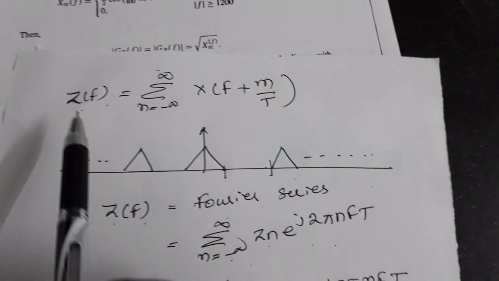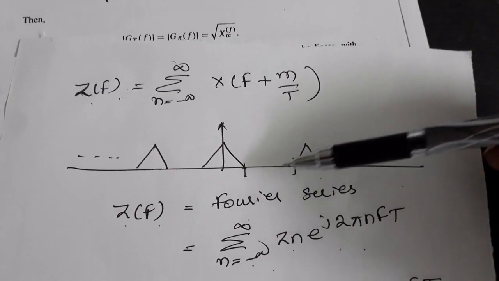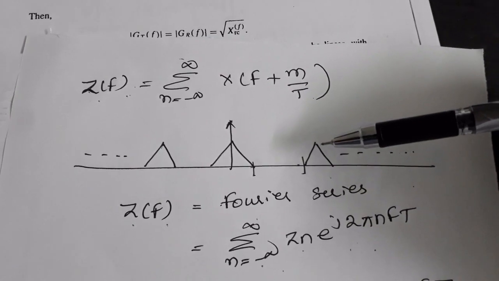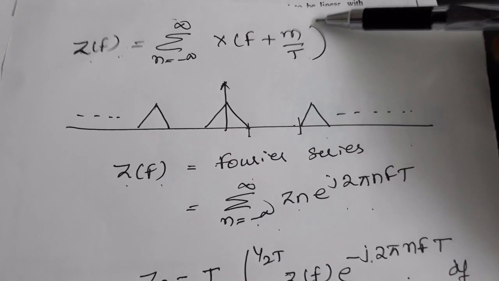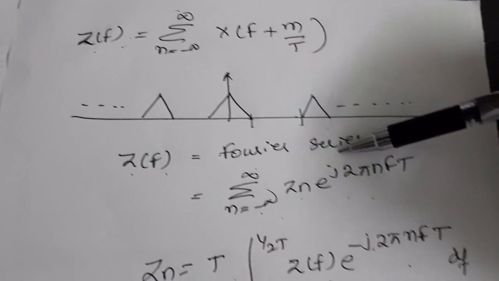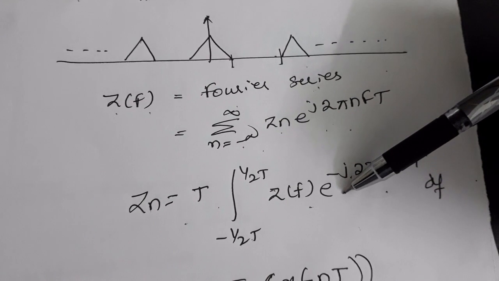What happens, already have told, Z of f is nothing but the train of impulse. So train of impulse I have written. So already I have done that. So Z of f in Fourier series, this equation can be represented in Fourier series like this. Fixed, you cannot change it. So Z of n is also represented like this.